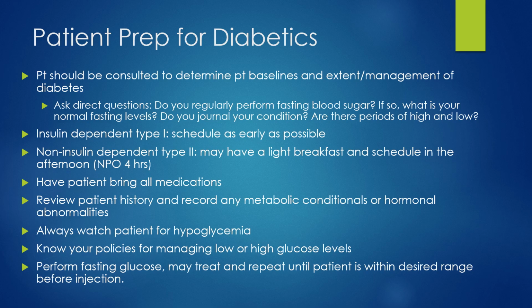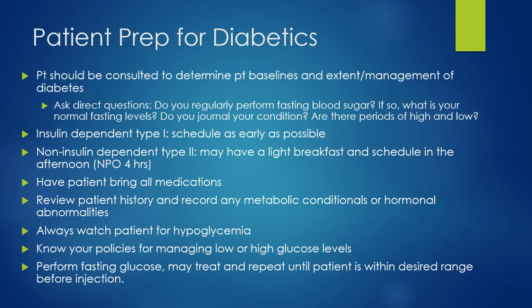If they are insulin dependent type 1, you want to schedule them as early as possible in the morning. That will cause less disruption to their normal blood sugar levels and medication schedules. Non-insulin dependent type 2 diabetics may have a light breakfast and schedule them in the afternoon because they just need to be NPO for 4 hours. Have the patient bring all their medications with them though, especially if they have medications for diabetes, because we are giving them something that's a sugar analog that can disrupt their blood glucose levels.